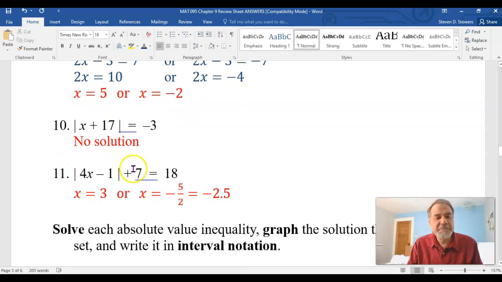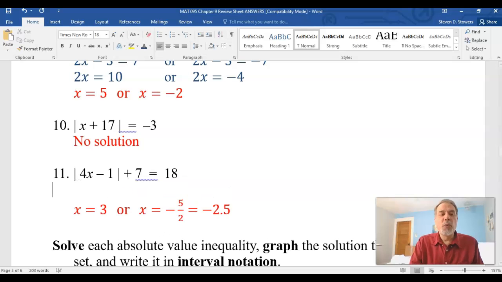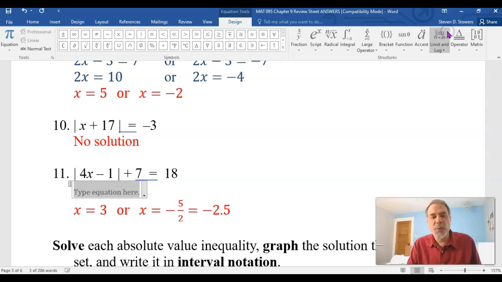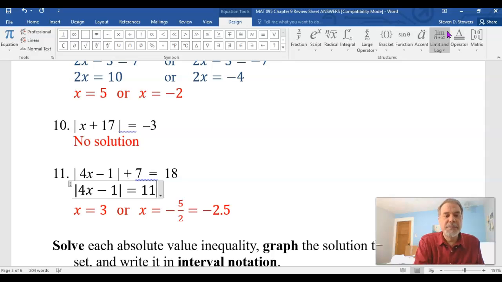And for number 11, the way things are now, the absolute value part is not by itself on one side. So we need to fix that first before we do anything else. Leave the absolute value of 4x minus 1 where it is, but subtract 7 on both sides. So then it says absolute value of 4x minus 1 equals 11.